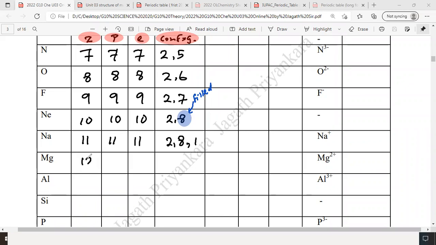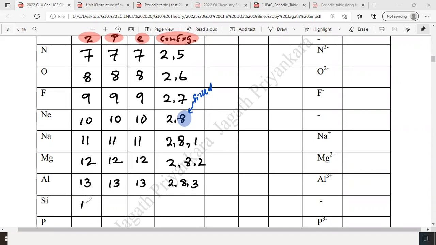Okay, magnesium, 12th element. 12th element means atomic number 12. So this corner is 12, right? Now atomic number 12 means it has 12 protons and 12 electrons, configuration 2,8,2. Aluminium, atomic number is 13. Protons 13, electrons 13, configuration 2,8,3.